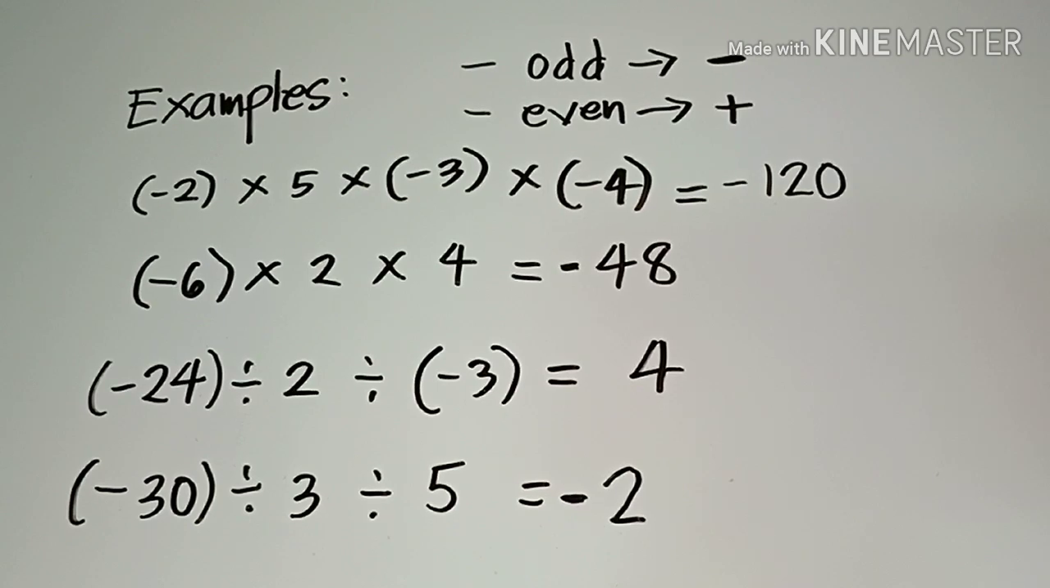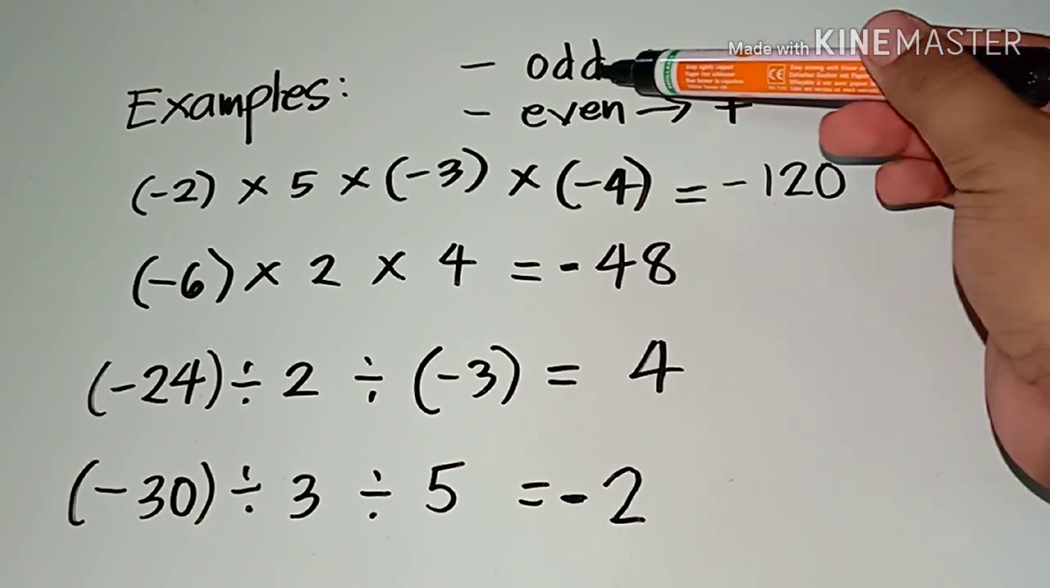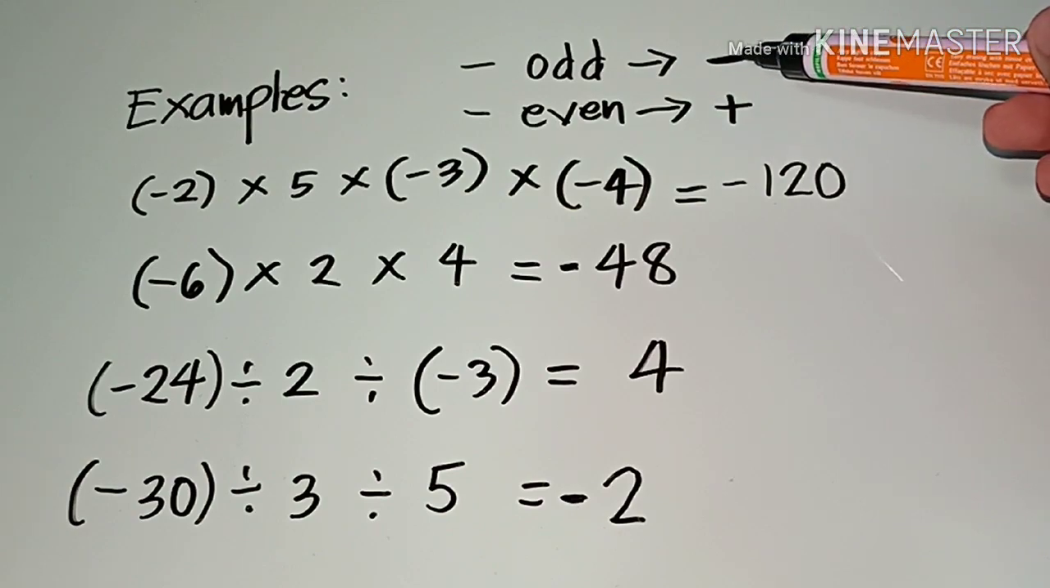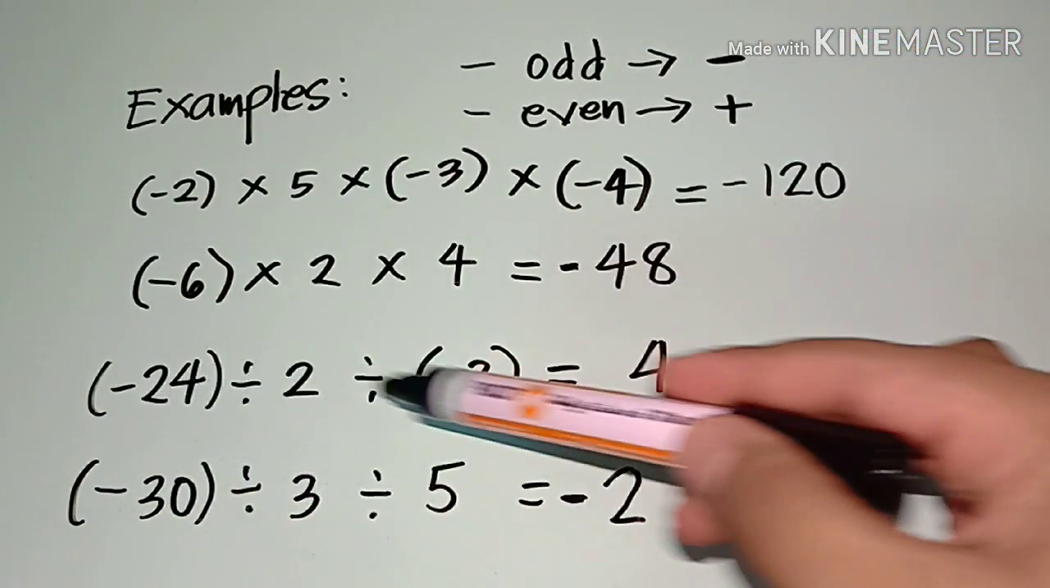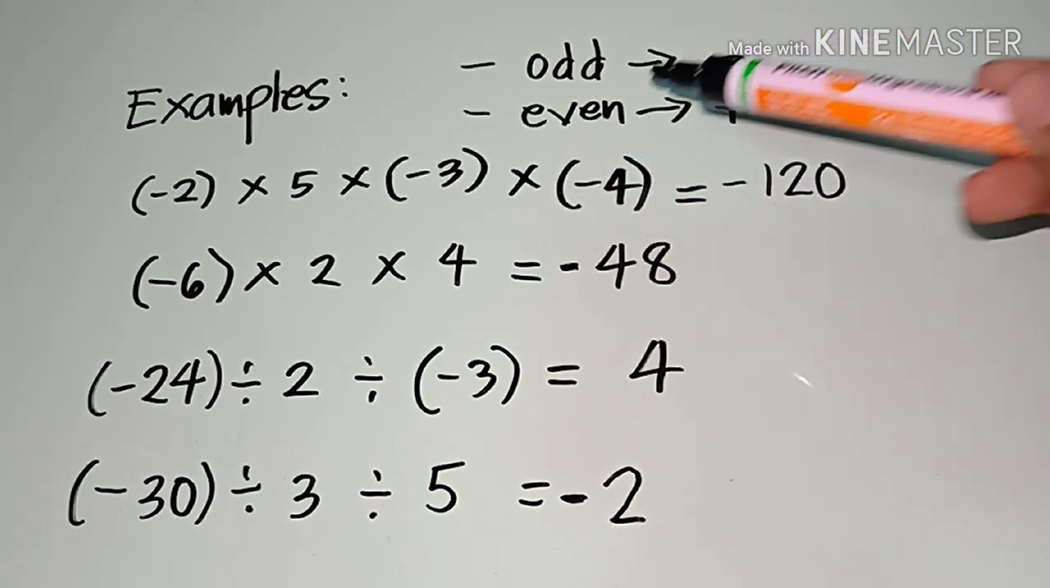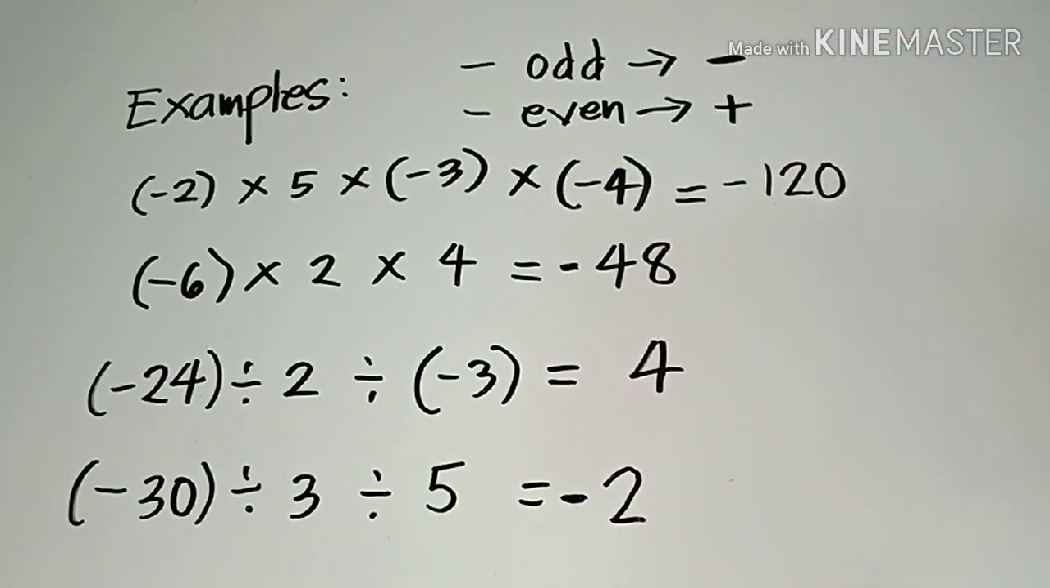So that means the rule when you are multiplying and dividing 3 or more integers, you just have to count the number of negative numbers. You just have to multiply first without thinking of the signs yet. And after you multiply everything or divide everything, you just count the number of negative numbers. If the number of negative numbers is an odd number, then it will give you a negative answer. If the number of negative numbers is an even number, then it will give you a positive answer.